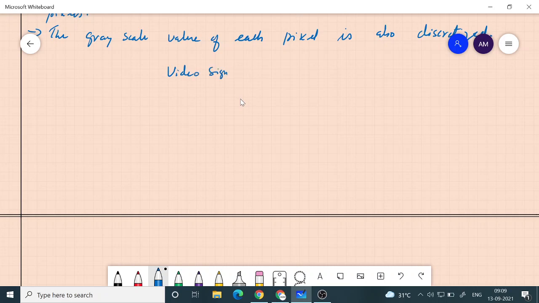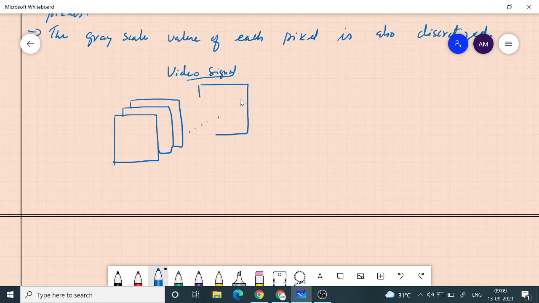Video signals are coming in frames like this. So this is frame 1, 2, 3, say up to 60. So in 1 second you are changing the frames.